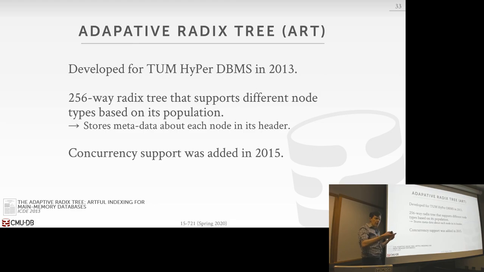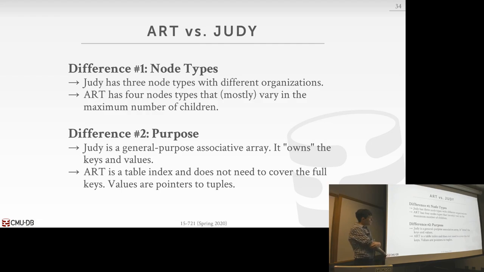So it doesn't have pointers to tuples, it is actually the tuples themselves. Again, we're going to do the same thing as in the Judy array, we're going to store metadata about every node in the pointer, and then there is no easy way, actually no way at all, to do a latch-free radix tree or ART index. They're going to do that version latching that I mentioned earlier today.